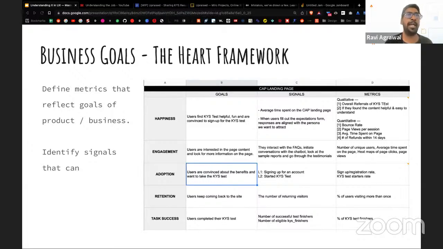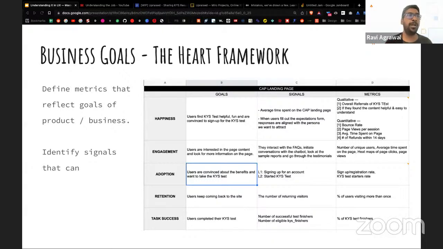If they found the content helpful, then whatever time they spent on that landing page, what percentage of people came in and just bounced right off? If they came to that page, how many other pages did they view in that session? How much time did they spend on that page? And after taking the test or the program, how many people actually took a refund? If that rate is low, then people are happy with whatever we have to share with them.